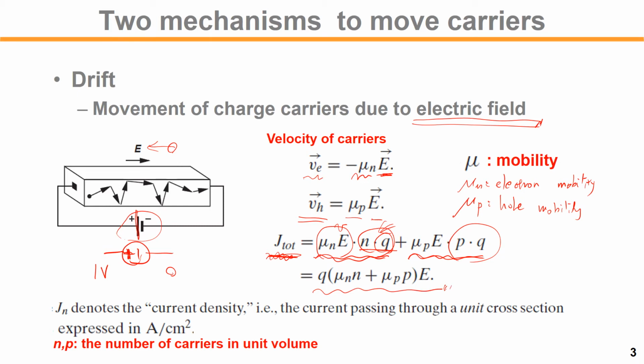So the Jn here denotes the current density. This is defined by the current passing through the unit cross section, because we are talking about the unit volume. So if you use the number, then we can find the current density like this. So that it will be expressed in ampere over centimeter squared, right? This is a pretty simple equation, right?